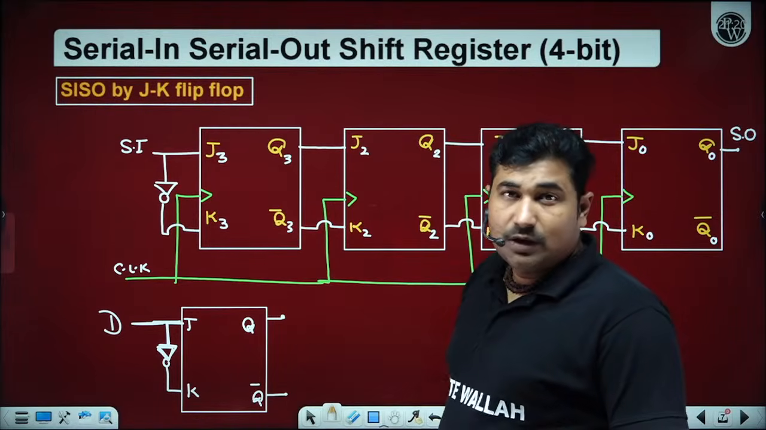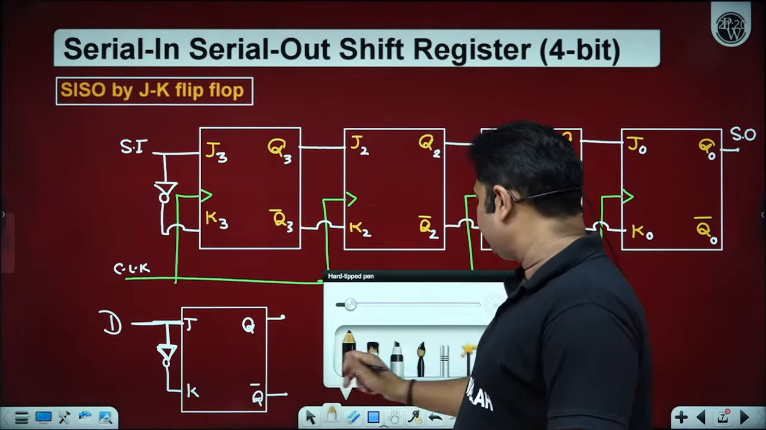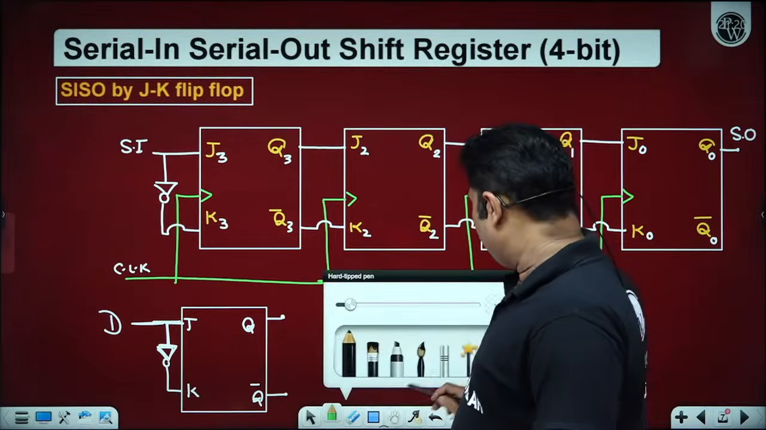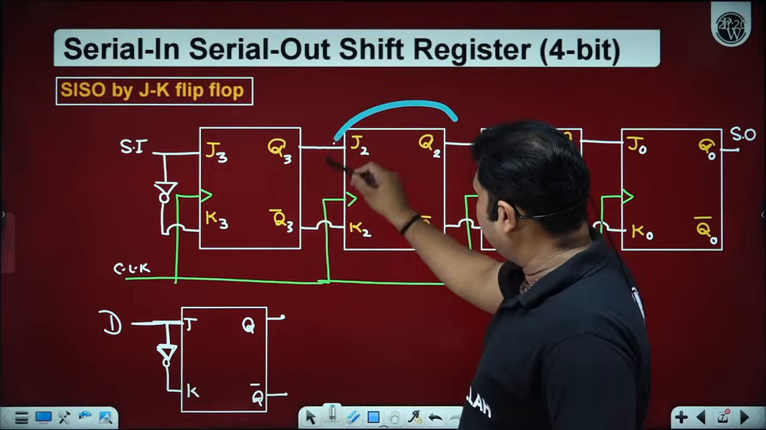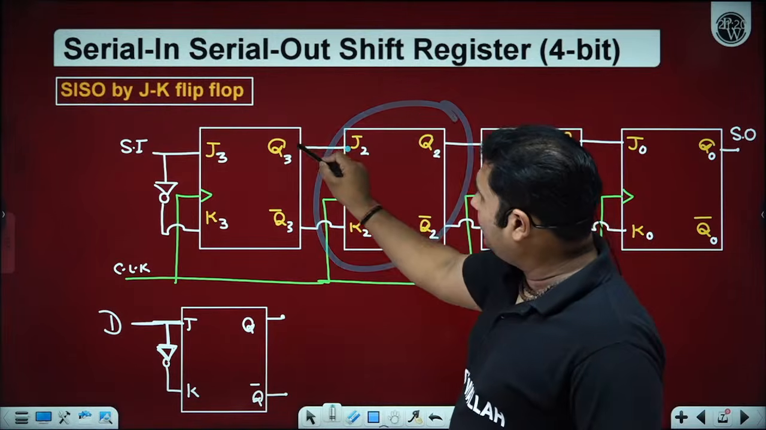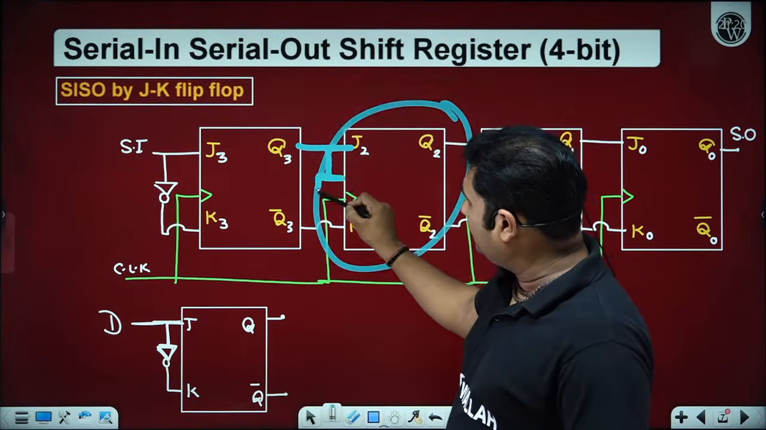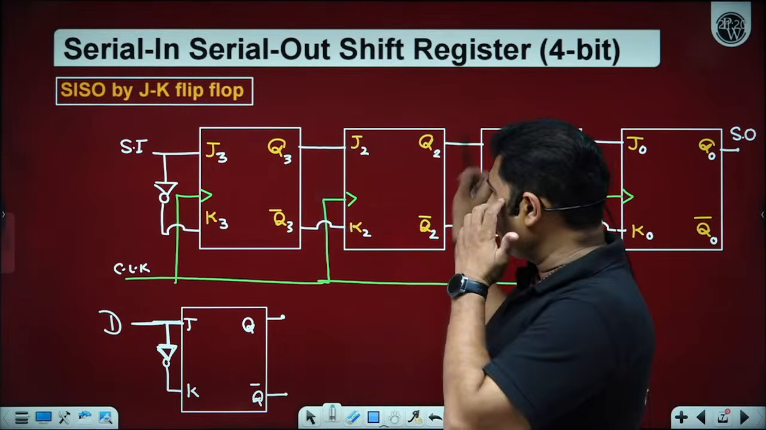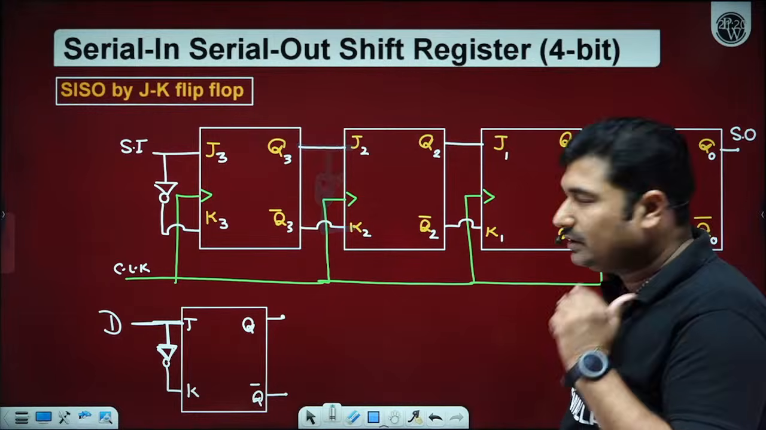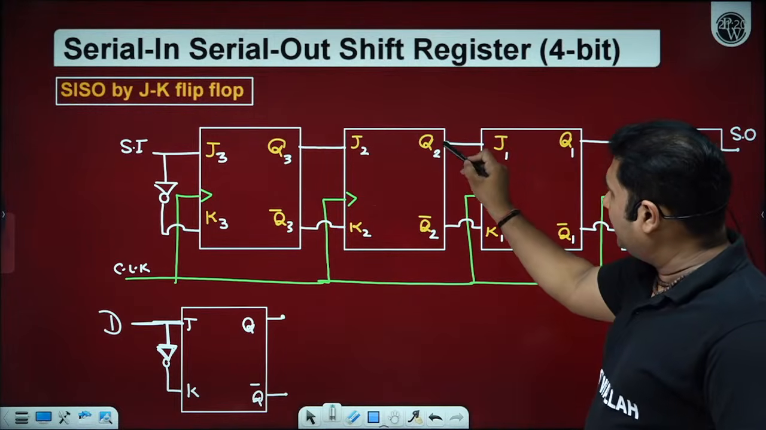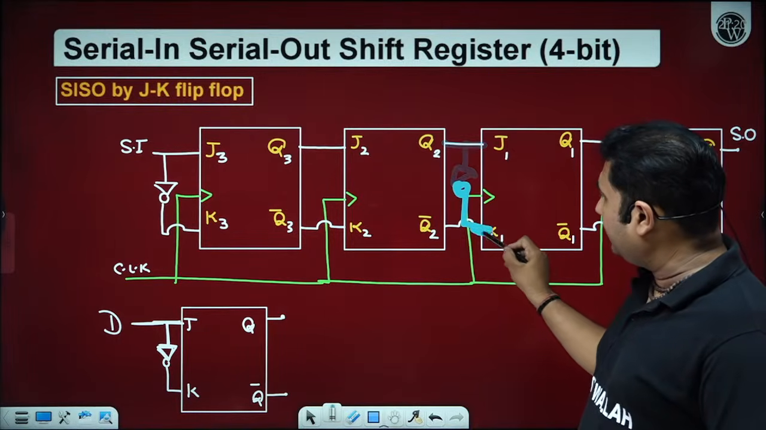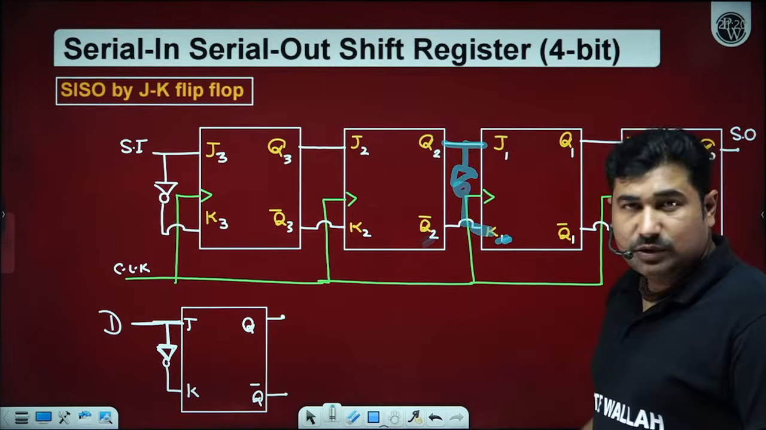What you can observe here is that the input is Q3, so Q3 complement goes onto K2. So this is also acting as a D flip-flop. Even if you observe here, this is Q2, and Q2 complement is going onto K1.